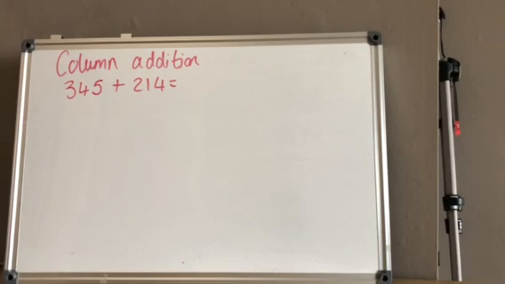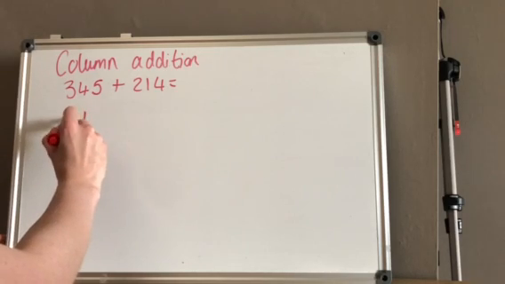I'm going to show you the pictorial method so we understand how everything fits together, and then I'll show you it as a column method, and then we'll do a little bit of exchanging as well for some slightly trickier ones. So we're going to start off with 345 add 214.